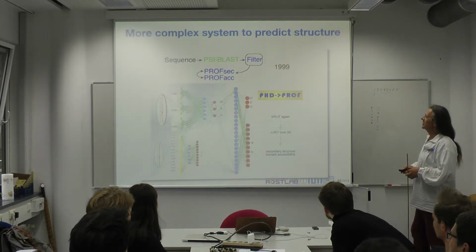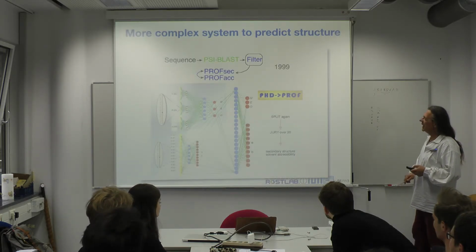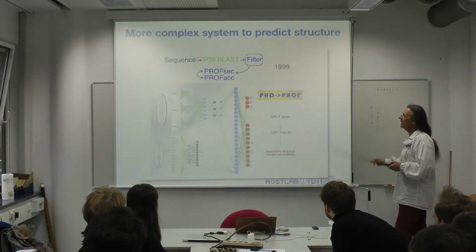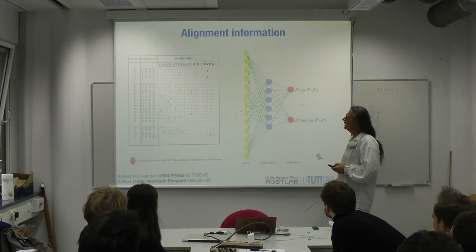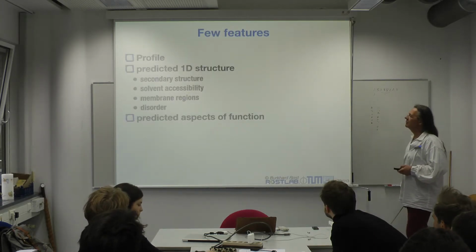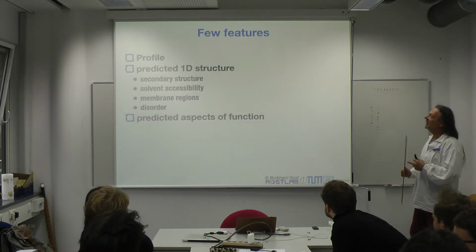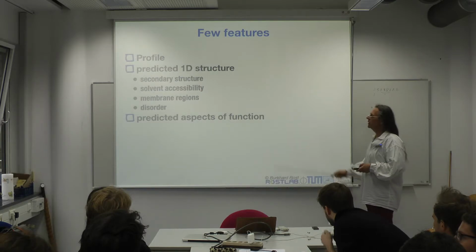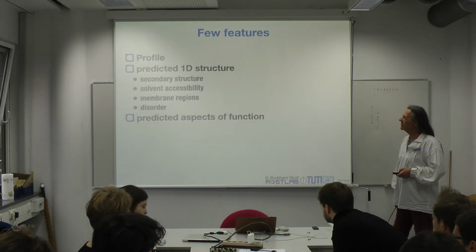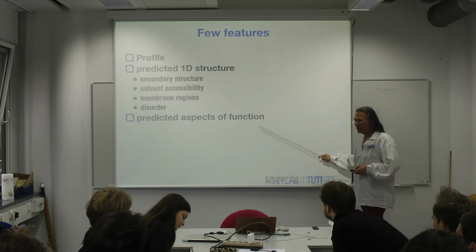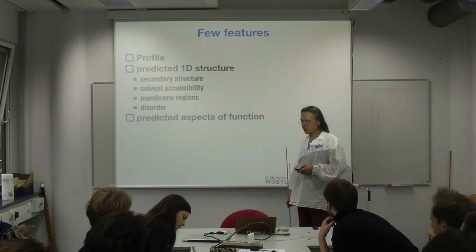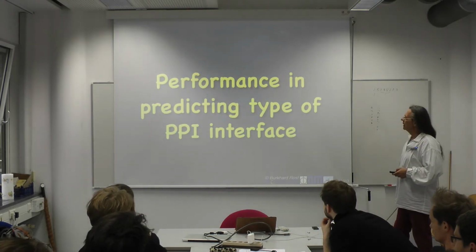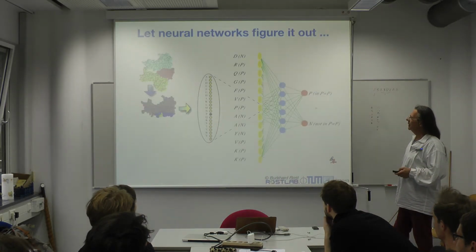correlates with some features. In this particular case, we use all kinds of additional input: evolutionary information, secondary structure prediction, and solvent accessibility, because we know that the surface composition is important. Ultimately the most important input feature is really profile, predicted 1D structure that includes solvent accessibility, membrane regions, and disorder, and some predicted aspects of function, in particular here B values. Now, let's see how well it does.